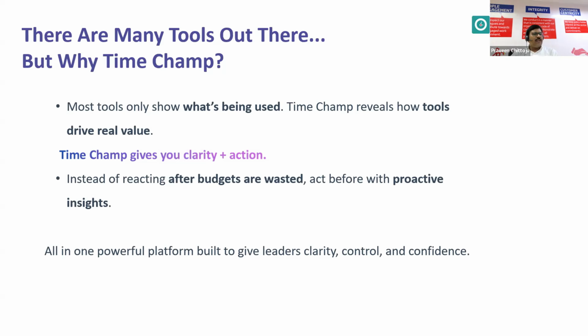Many tools are there in the market, but they give only the usage report. In Time Champ, you get full clarity with actionable items. Most tools only show what is being used, but Time Champ reveals the tools which drive real value for the company. Based on that, you can focus on those tools and get them renewed. And where tools are not used, you can divert the budget to a different department so it can be used effectively. You can act proactively, instead of reacting after the budgets are wasted.